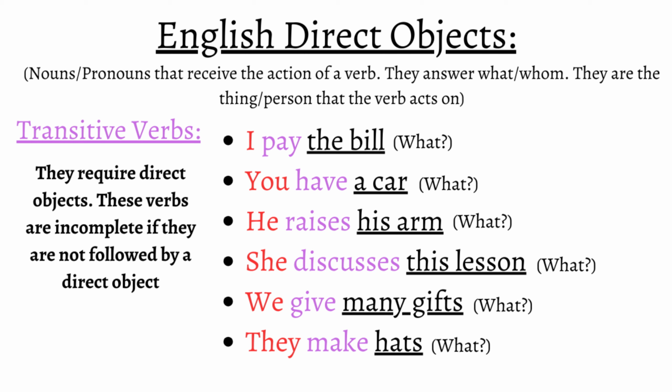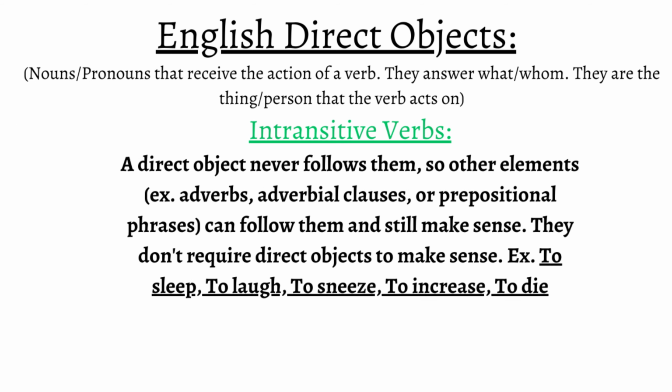However, some English verbs don't take a direct object because they're not used to express acting on a thing or person. These verbs are known as intransitive verbs because a direct object never follows them, and therefore, other elements like adverbs, adverbial clauses, or prepositional phrases can follow them and still make sense. In other words, intransitive verbs don't require a direct object to make sense. So by having just a subject and a different element, a sentence will make sense on its own.